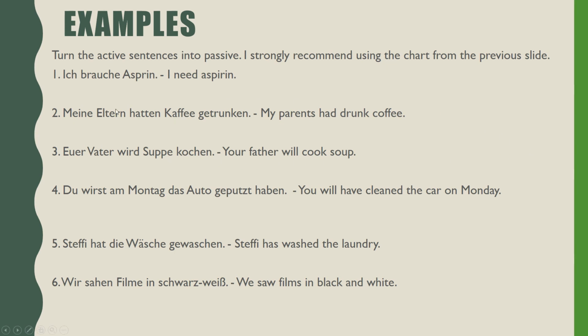You have for number 1, ich brauche Aspirin, I need aspirin. Number 2, meine Eltern hatten Kaffee getrunken, my parents had drunk coffee. For number 3, euer Vater wird Suppe kochen, your father will cook soup. For number 4, du wirst am Montag das Auto geputzt haben, you will have cleaned the car on Monday. For number 5, Steffi hat die Wäsche gewaschen, Steffi has washed the laundry. And for number 6, wir sahen Filme in Schwarz-Weiß. We saw films in black and white. Pause the video now.